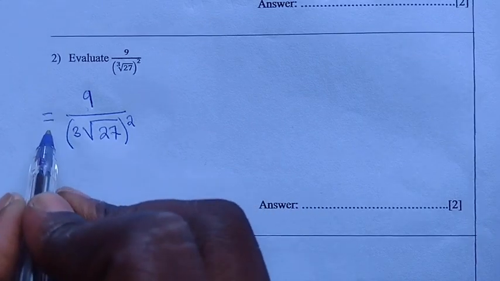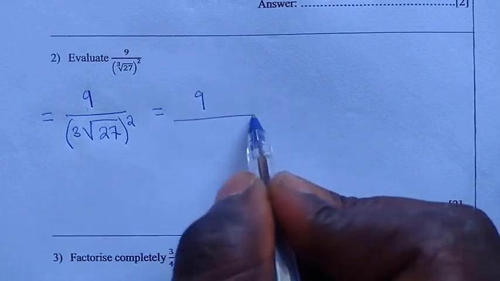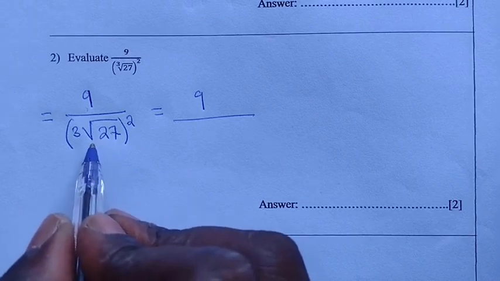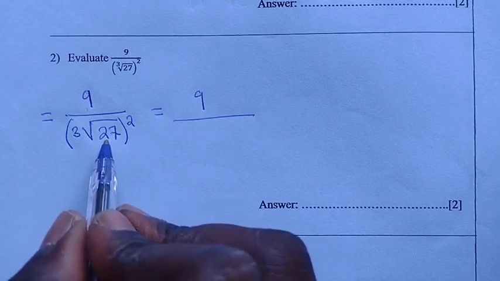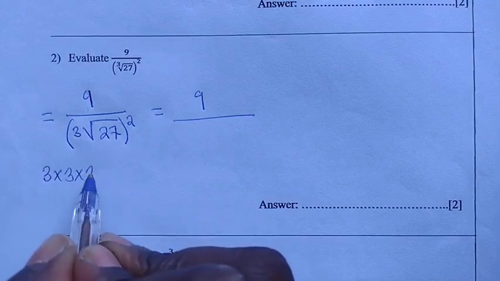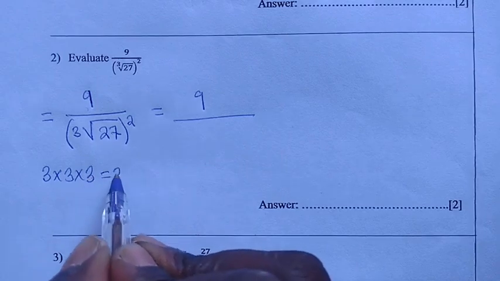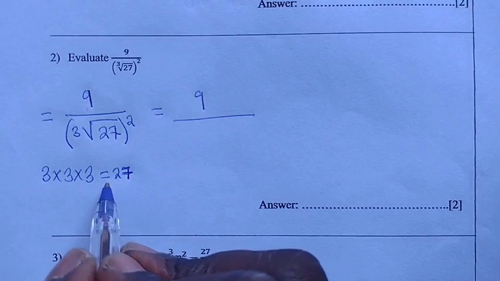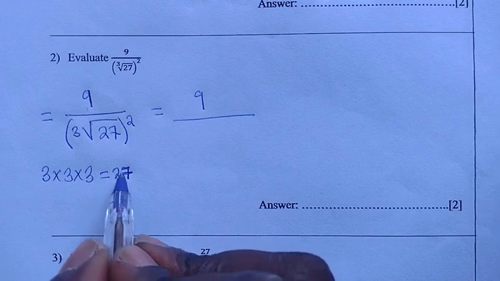So first thing, we need to write 9 over, now this third root of 27. Third root of 27 means the number that you can multiply by itself 3 times to get 27. So this means if you multiply 3 times 3 times 3, okay, so 3 times 3 is 9. 9 times 3 will give us 27. So this tells us that the third root of 27, the number that you can multiply by itself 3 times to get 27, is a what?